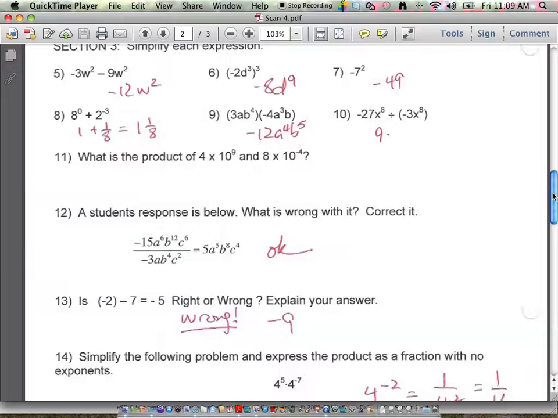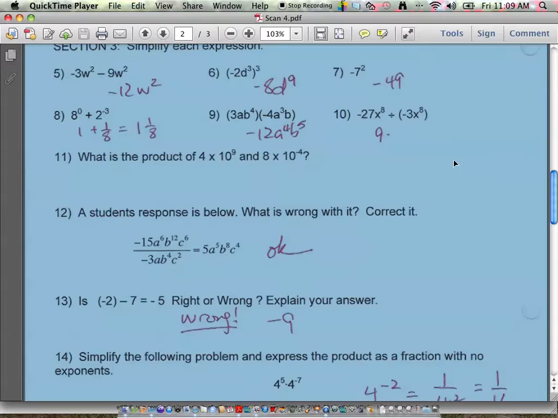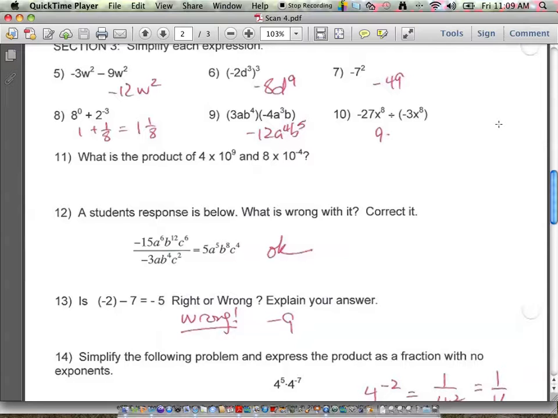It's just simple. So 2 to the negative 3 is 1 over 2 to the positive 3. And 2 to the third is 8. So 1 plus 1/8 is 1 and 1/8. So that's all that comes from. Anybody else? Questions? Okay.